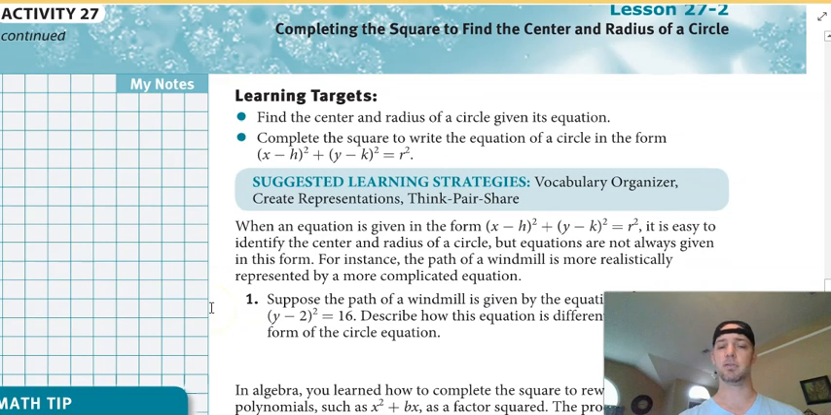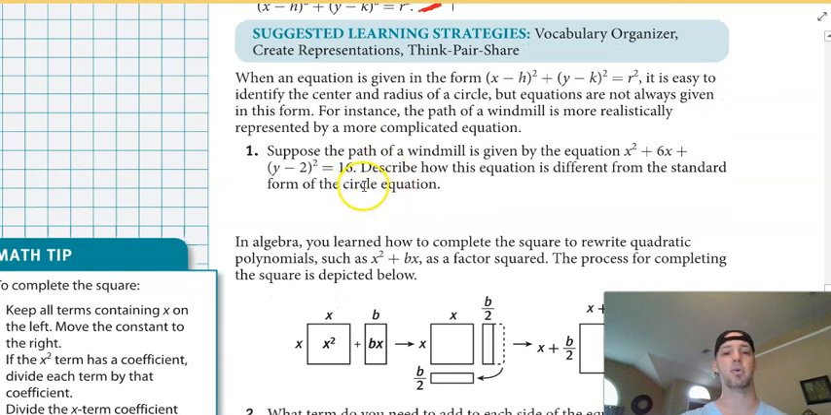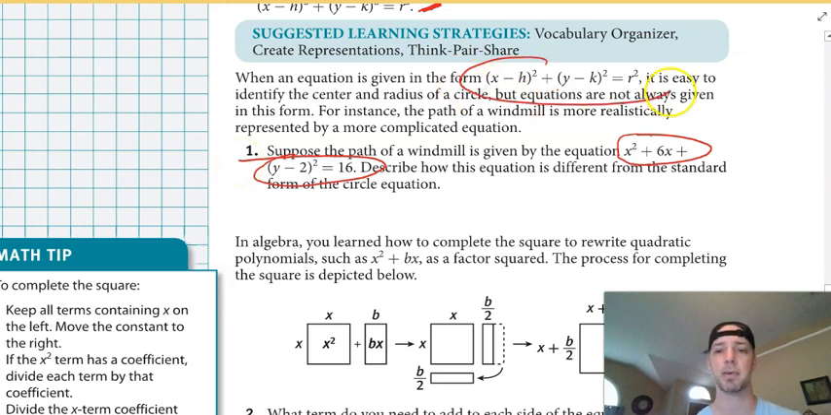So in 27-2, we're going to make sure that we can find the center and radius of a circle from an equation that doesn't necessarily already look like general form. So we're going to look at some other forms of circles and make sure we know how to convert it to general form to find the center and radius. So suppose we have an equation that represents a windmill that looks like this. This is actually the equation of a circle, this part right here, but it doesn't look like the general form that we have up here.